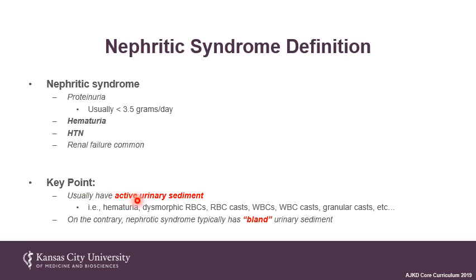So we say that this is an active urinary sediment. Okay, they have hematuria, which is usually dysmorphic red cells. They kind of look like Mickey Mouse with little ears, where you have red cell cast, or white cells, or white cell cast, or granular cast, and I'll show you pictures of these. On the contrary, nephrotic syndrome has what we call a bland urinary sediment. We just don't see this stuff.